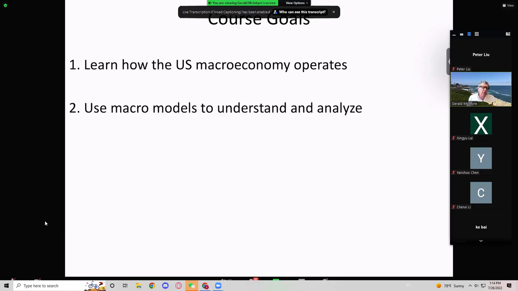Okay, we use macroeconomic models to understand and analyze the U.S. macroeconomy. Okay, these models are, as you know, any model is a very simplified version of the economy, but not too simple, right? Every model keeps in the most important things and leaves out the extraneous things. Okay? It has to have the essentials, right? But not things that are unessential. And that allows us to analyze and look at particular macroeconomic problems.